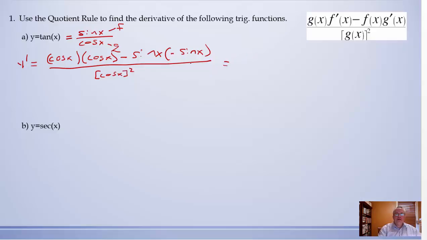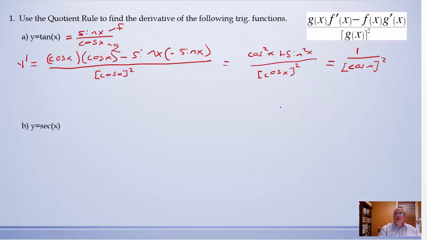All right, let's do some simplification. Cosine times cosine is cosine squared x, minus sine times minus sine is plus sine squared of x, and that's divided by cosine of x squared. Now, it's time for that whole year of pre-calc to pay off. Cosine squared plus sine squared is equal to 1 for every value of x. That's an identity from trig. And we have cosine of x squared.